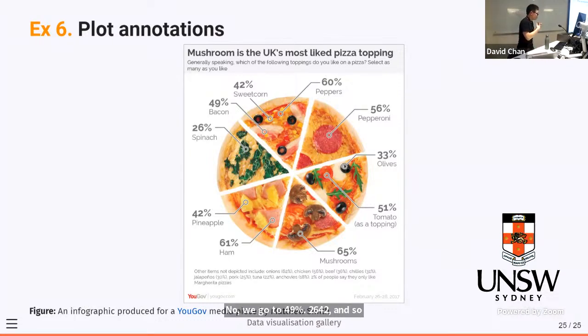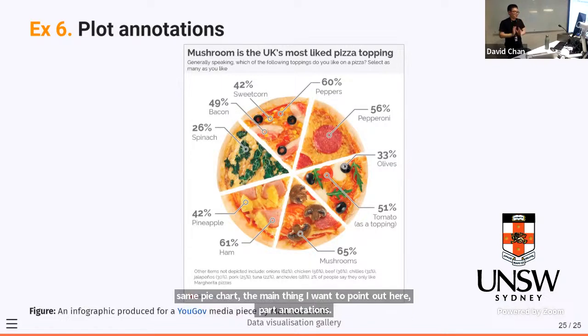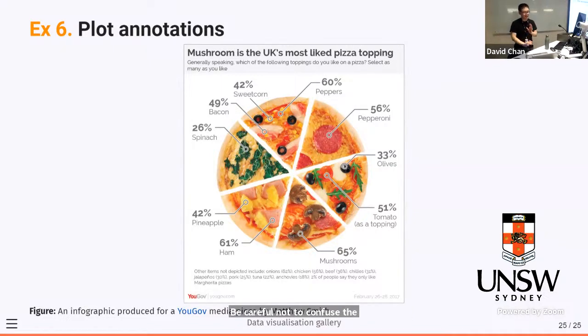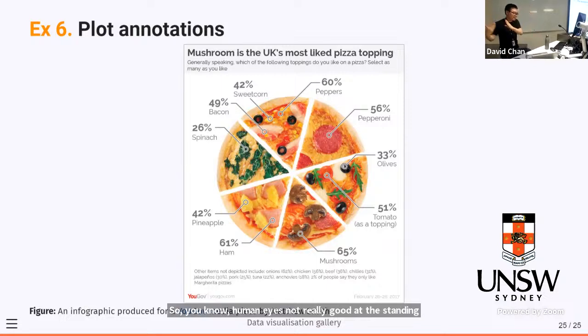So apart from the pie chart issue, the main thing I want to point out here with plot annotations is to be careful not to confuse the reader, right? Here we can see that our gut instinct is to interpret it as proportions or slices of a pie. The human eye is not really good at discerning area, but that's kind of a side point. The main point here is that we're not using the plot as it's supposed to be designed for, and these annotations aren't very helpful, right?